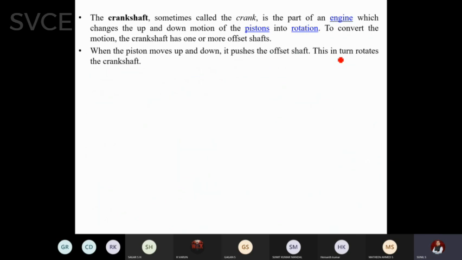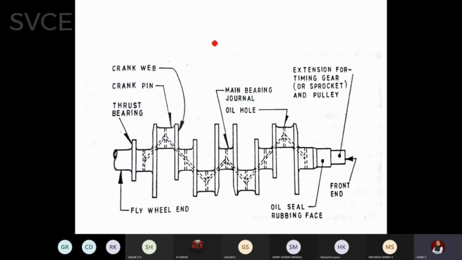So now let us see what the functions of this crankshaft are. It is also called the crank. As we discussed in the last class, the main function of the crank and the connecting rod is to convert the up and down motion into rotational motion, to convert the motion from one form to another form. So when the piston moves up and down, it pushes the offset shaft. You can just observe here, the shafts are not in line, they will be offset.